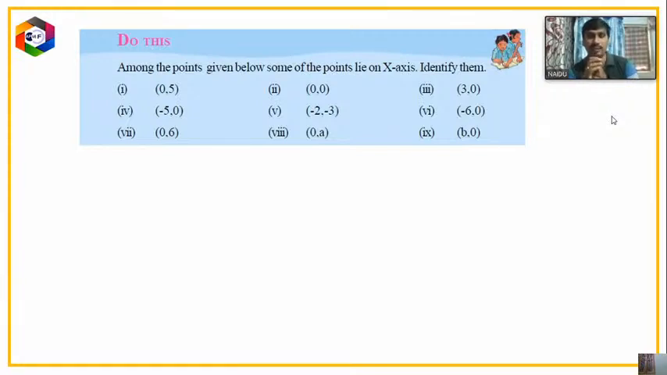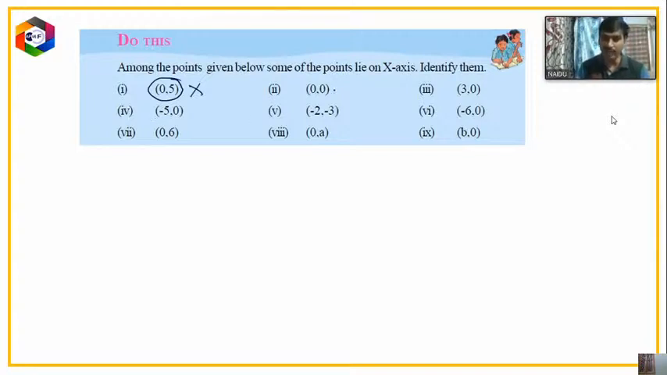That is, the y coordinate, the second coordinate, is 0. You must remember that. The second coordinate, the ordinate of the particular point, must be 0. The x coordinate may be anything; it may be 0, or a positive value or a negative value. Now first observe the first one, 0, 5. As I said, this point's y coordinate must be 0, so this does not lie on the x-axis.